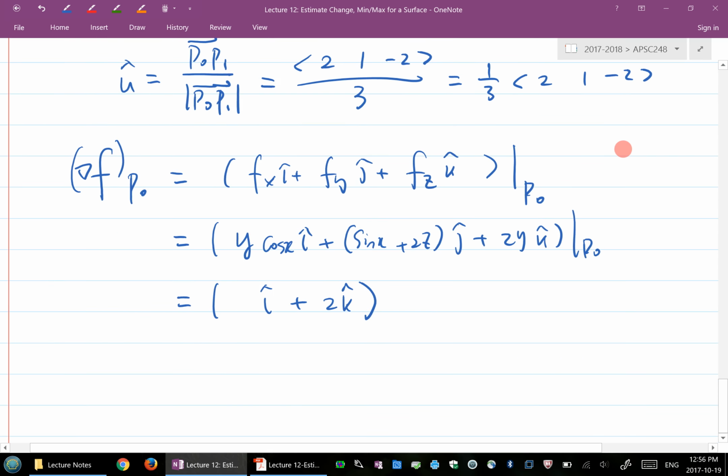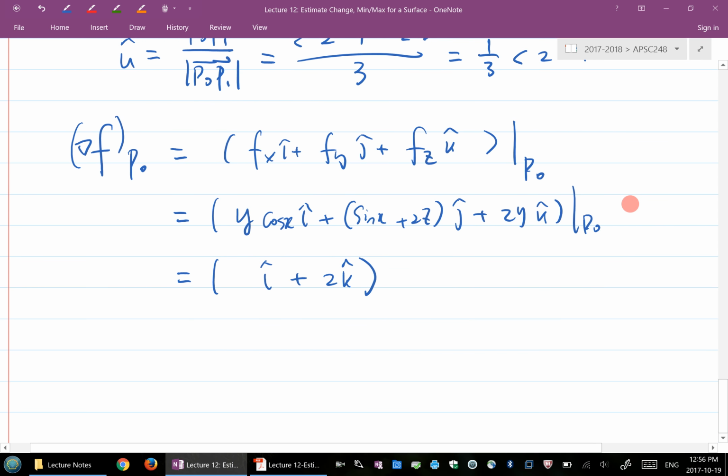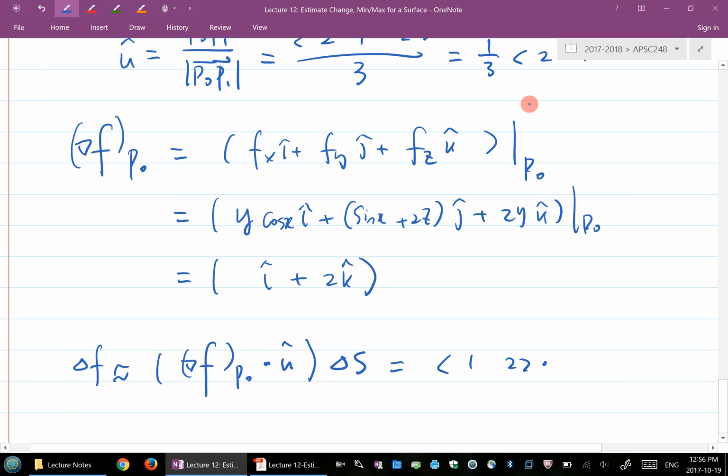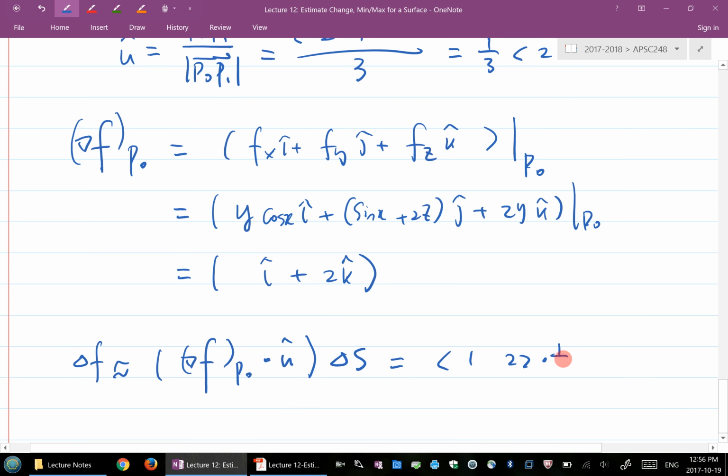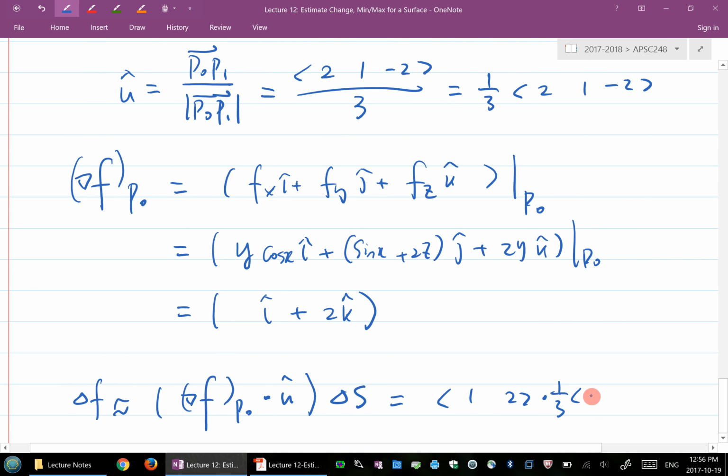So finally, you can put the whole thing together. Delta f is approximately the gradient vector at the P0 location dot u hat, then times delta s. So you have the vector (1, 0, 2) here, dot u hat. The u hat vector is 1/3 (2, 1, -2). Finally, times the 0.1 unit of change. That's everything involved here.